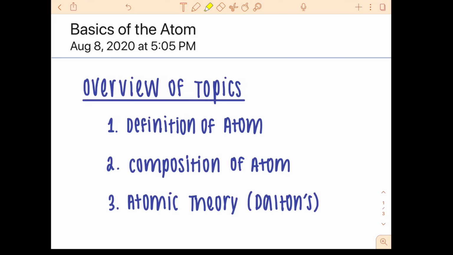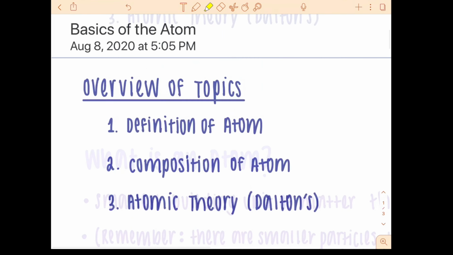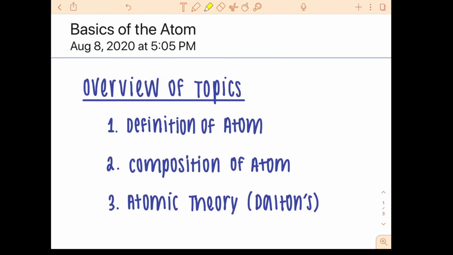Hey everyone, so today we're going to be talking about the basics of an atom. And so we'll just be going into an overview of the atom. We'll start off by talking a little bit about what an atom actually is, talking about the particles that compose the atom. Then we'll finish it all off by talking about the atomic theory, where we were at, and what we've come to today. So without further ado, let's go on to what is an atom.